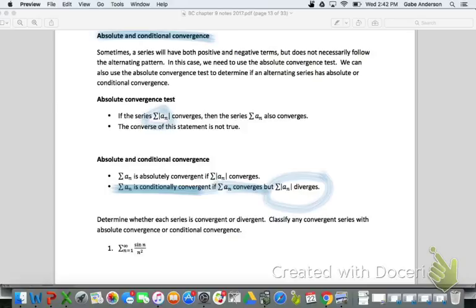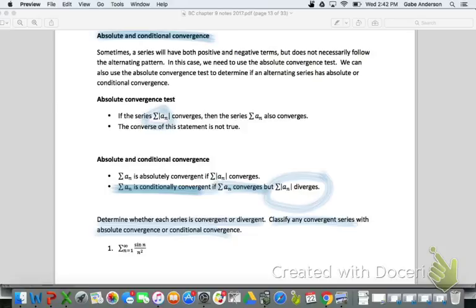Okay, well, let's try this out. We get to make hopefully some interesting judgments here. The instructions for all of these, I think there's 6 or 7 examples, say: determine whether each series is convergent or divergent, and then classify any convergent series with absolute convergence or conditional convergence. In other words, will the plus minuses be necessary or are they unnecessary? We'll make that judgment on absolute or conditional.